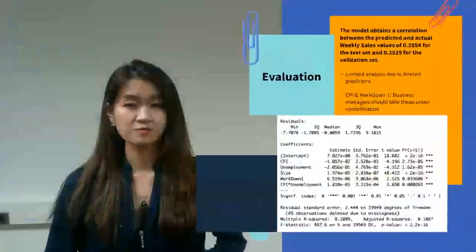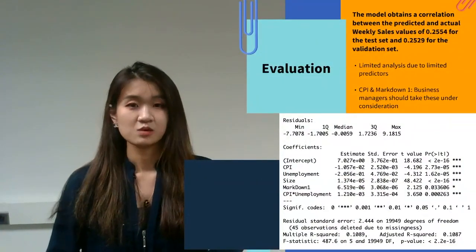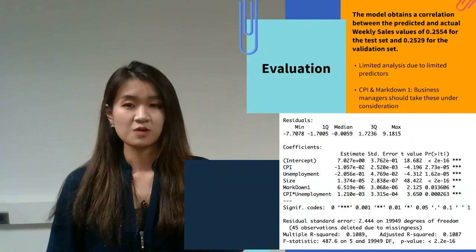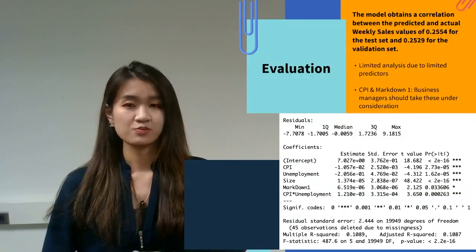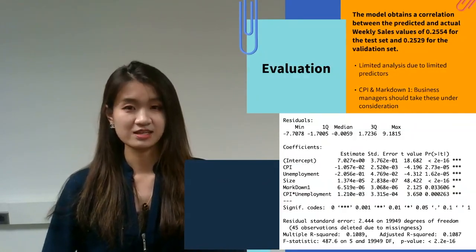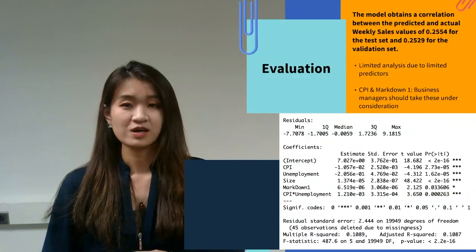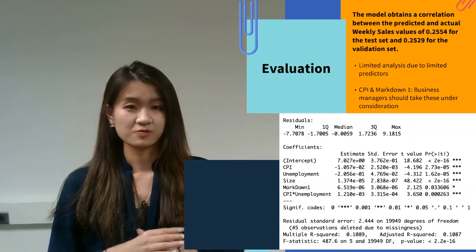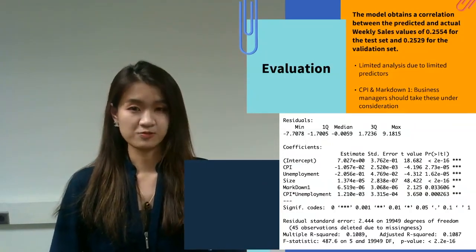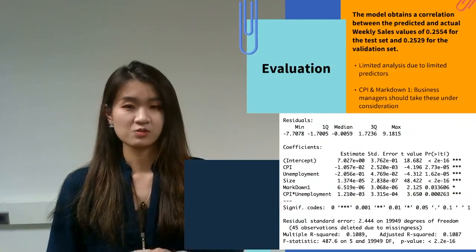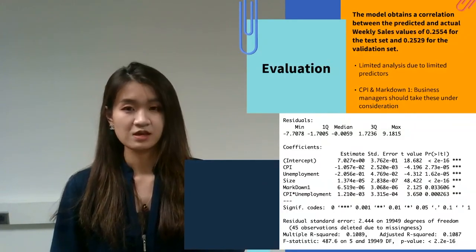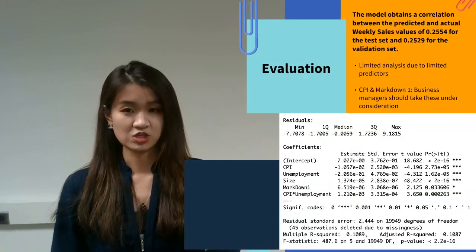The result of our optimal model is shown in the graph below. Moving forward with our model, the model obtains a correlation between the predicted and actual weekly sales value of 0.2554 for the test set and 0.2529 for the validation set. Although the correlation seems low, the limited data set limits our ability to predict in-depth results for business. Thus, given our predictors and data, we are confident in the model's ability to predict weekly sales for business from a high-level perspective. And this model can be applied in this situation.